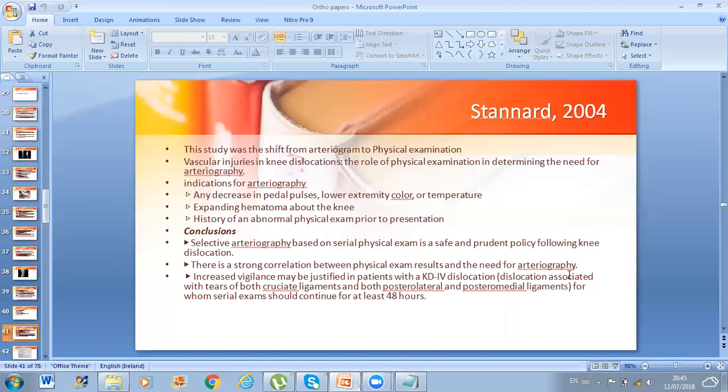Who will tell me why 48 hours? Because of intimal tears mostly. Very good. Most of them are intimal tears. So you have to admit them and keep him admitted for 48 hours to assess if there is any deterioration. Most of them are not complete tears. They are intimal tears, and it can progress. That's why you have to admit the patient for 2 days.